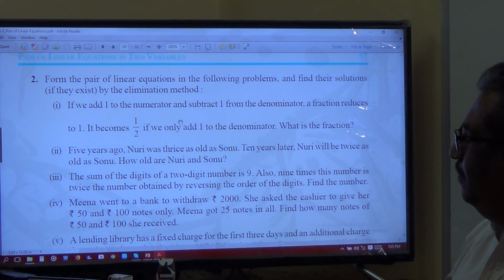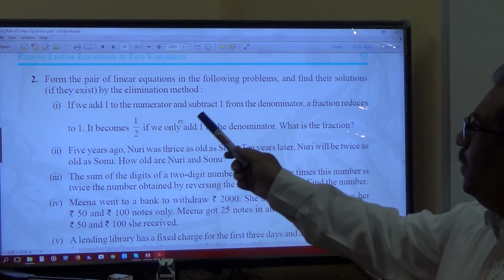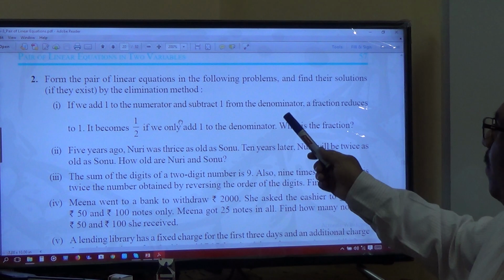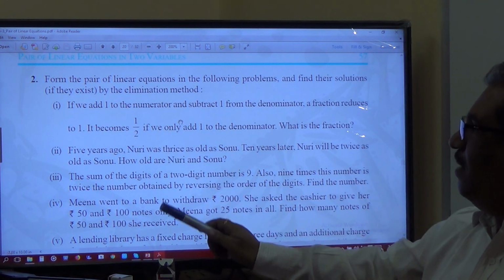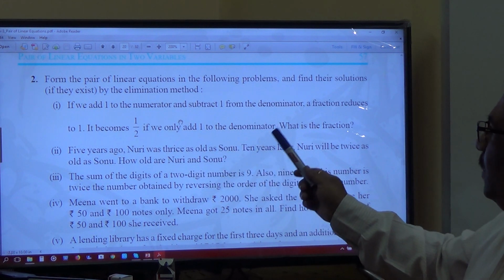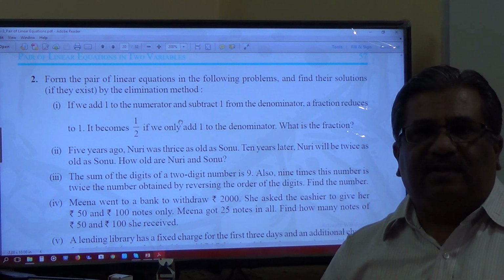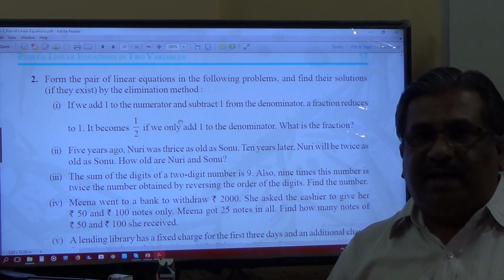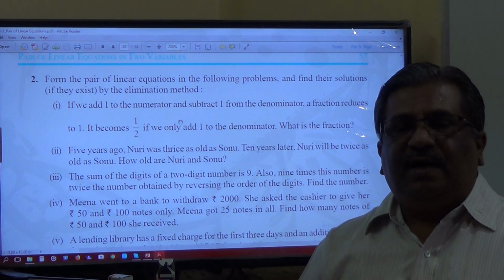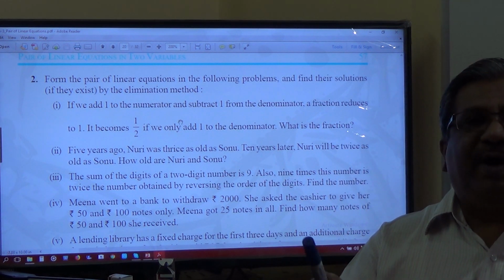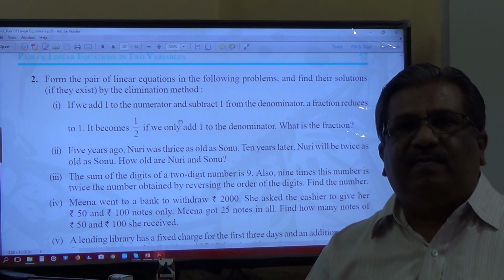elimination method. First one, if we add 1 to the numerator and subtract 1 from denominator, a fraction reduces to 1. It becomes half if we only add 1 to the denominator. What is the fraction? The way the question is asked, that way we need to assign the variables. Question here is, what is the fraction? Let x be the numerator and y be the denominator of a given fraction, meaning let the fraction be x by y.